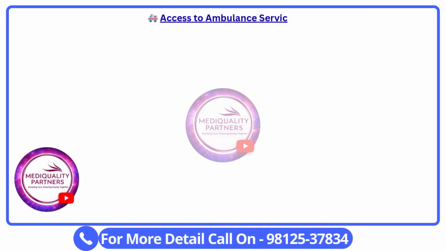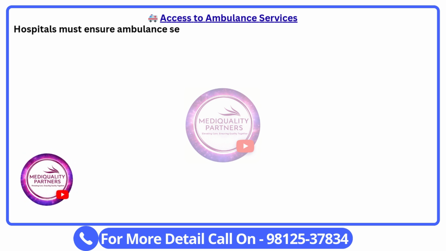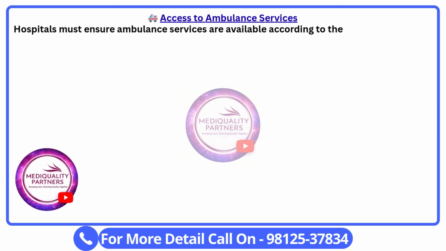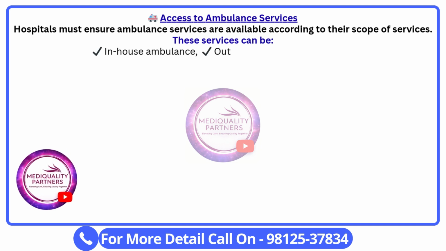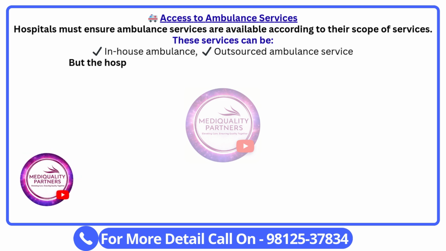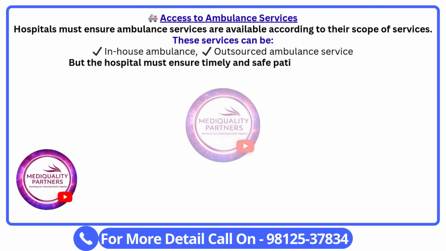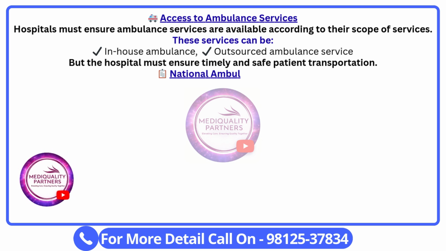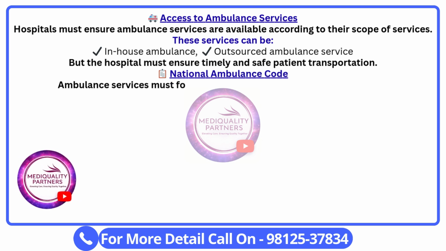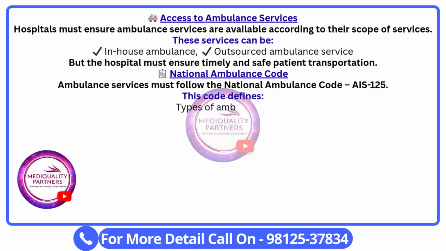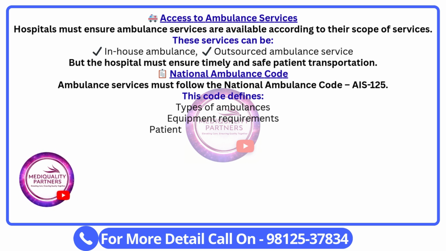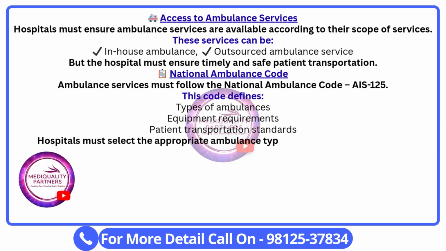Access to ambulance services. Hospitals must ensure ambulance services are available according to their scope of services. These services can be in-house ambulance, outsourced ambulance service. But the hospital must ensure timely and safe patient transportation. National Ambulance Code. Ambulance services must follow the National Ambulance Code, AIS 125. This code defines types of ambulances, equipment requirements, patient transportation standards. Hospitals must select the appropriate ambulance type according to their services.